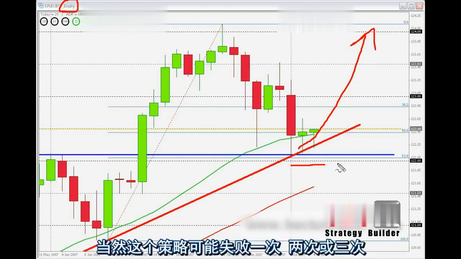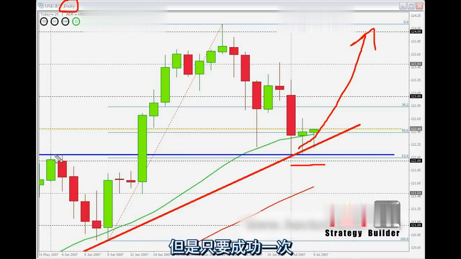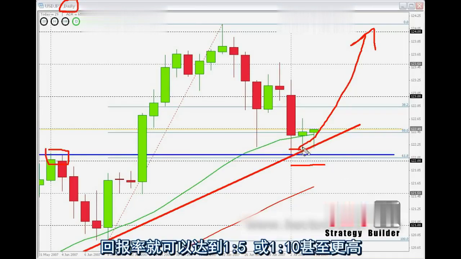Okay, perhaps this kind of system might fail once, twice, 3 times, but whenever you get a nice entry, okay, whenever you get it right, the risk-reward is like 1 to 5, 1 to 10, or even better. All right.